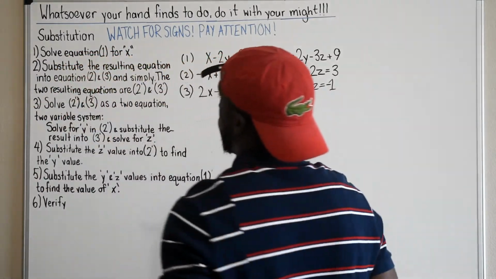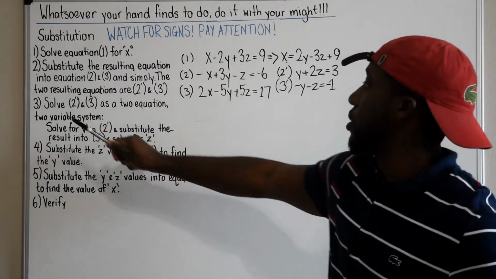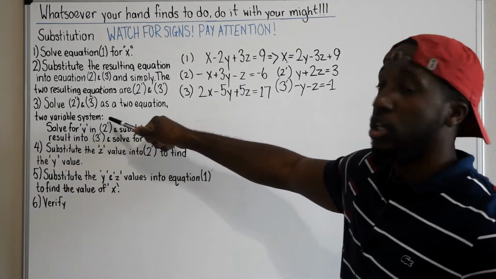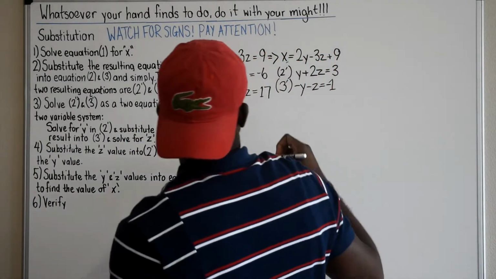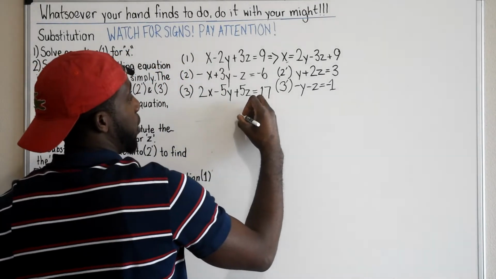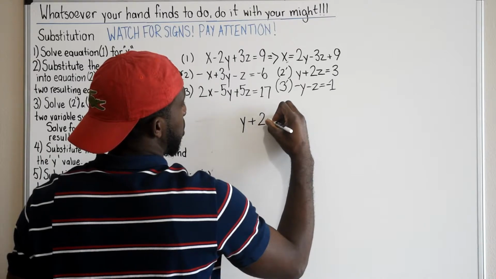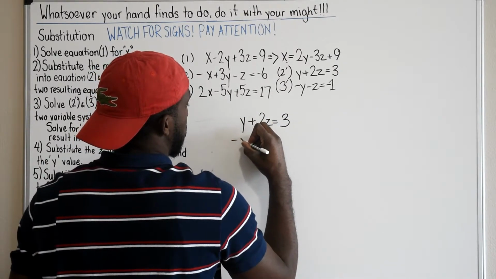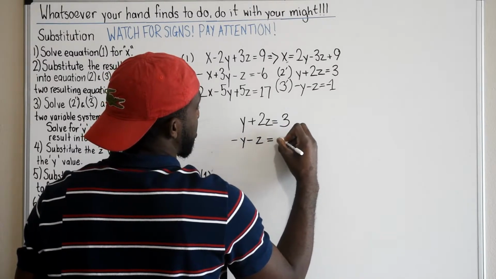So now we have 2' and 3'. So now we're gonna solve 2' and 3' as a 2-equation, 2-variable system. All right. So I'm just gonna write it right here. So we're solving this as a 2-variable, 2-equation system.